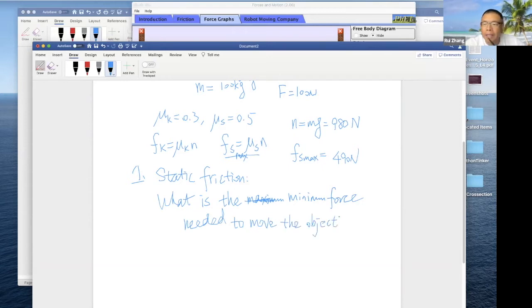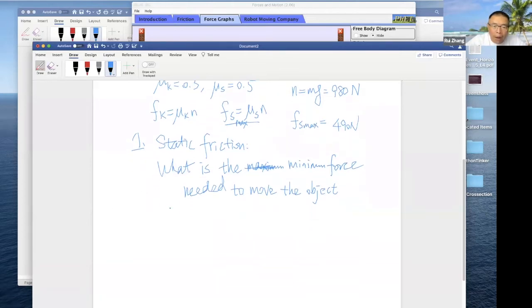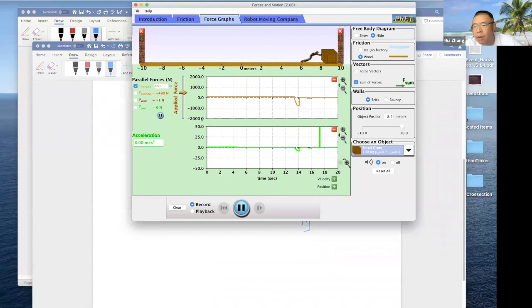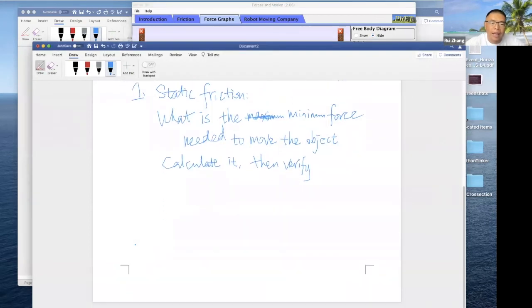Does that make sense, you guys? Again, you need to calculate the maximum static friction, and your force should be a little bit larger than this. So I want you to calculate and then verify, meaning that you enter that force in there, and then you can show that the object indeed moves. Is that clear? If it's clear, give me a thumbs up. Okay, thank you. Good. Now the second part we want to talk about here is kinetic friction.